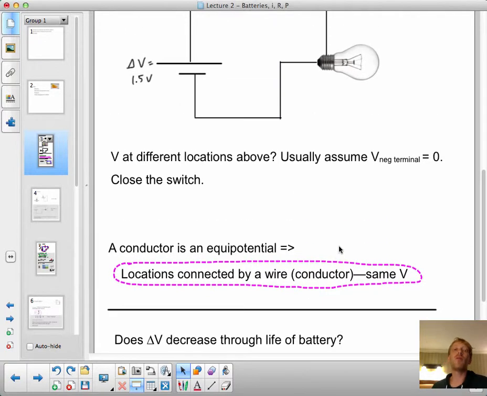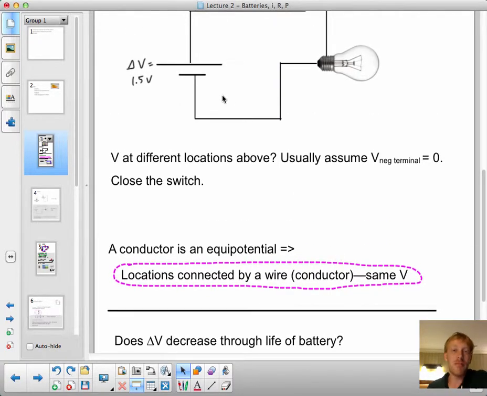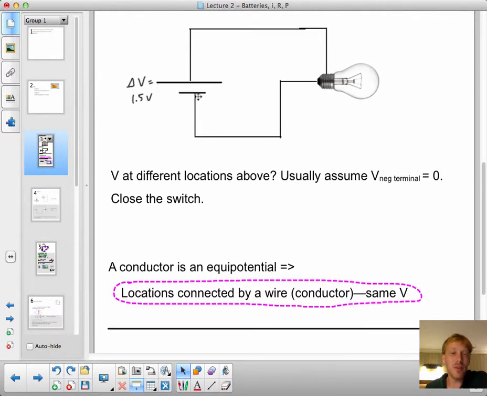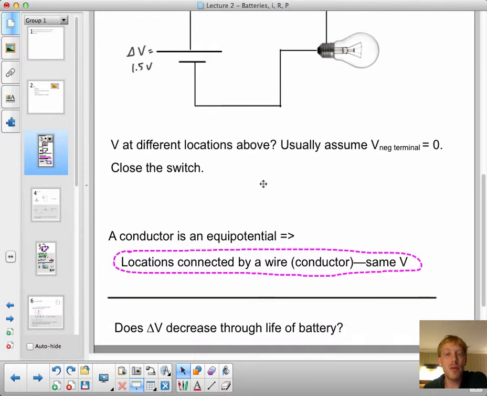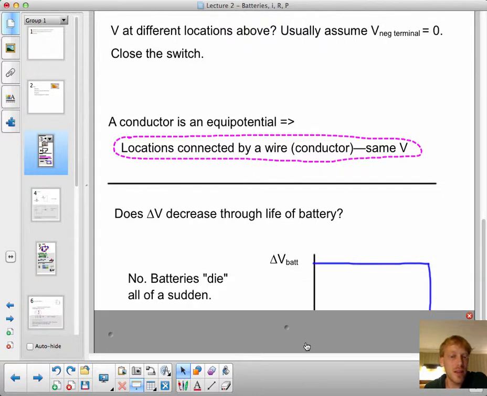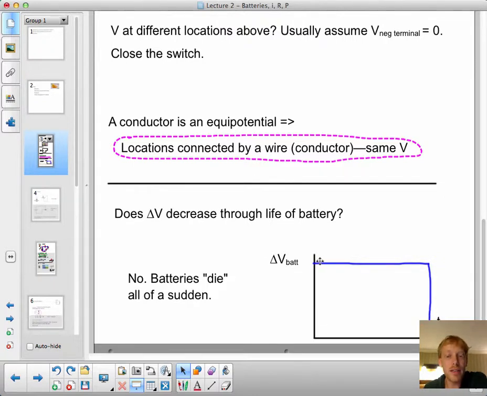You might wonder, well, if this is a 1.5 volt battery, but it's going dead, does that mean it's really going to just produce a 0.8 volt difference between the negative terminal and the positive terminal? And it turns out the answer is no. A battery is well designed to keep a constant voltage difference for its whole life, right until the life ends and the battery dies, which happens all of a sudden.